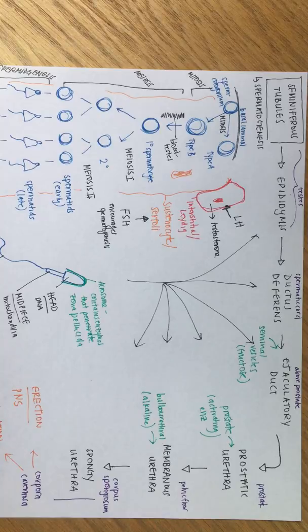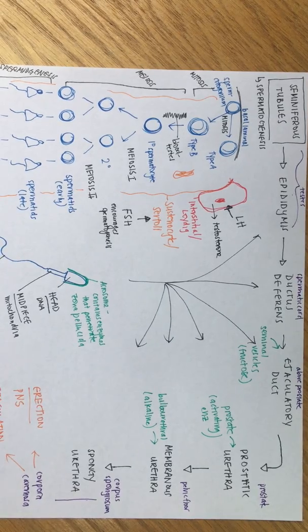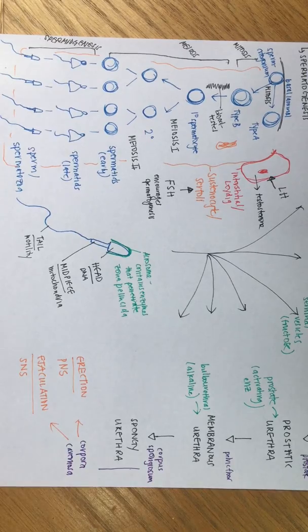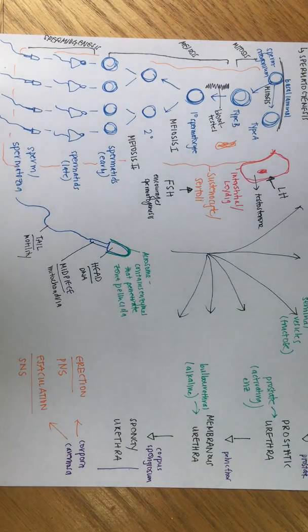Primary spermatocytes complete meiosis 1 to become secondary spermatocytes. Secondary spermatocytes complete meiosis 2 to become early spermatids. Early spermatids are going to basically just do a costume change to become late spermatids, and ultimately fully functioning sperm or spermatozoa. And this costume change where spermatids become sperm or spermatozoa is called spermiogenesis. Mitosis plus meiosis plus spermiogenesis equals spermatogenesis.